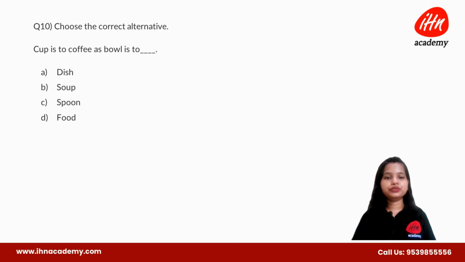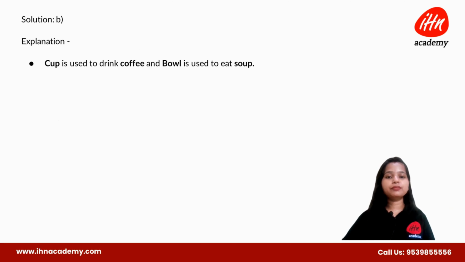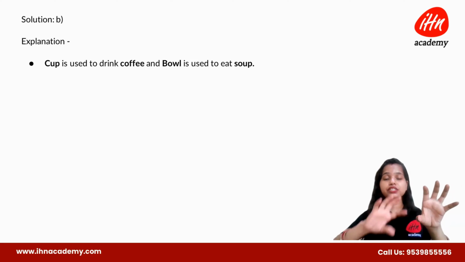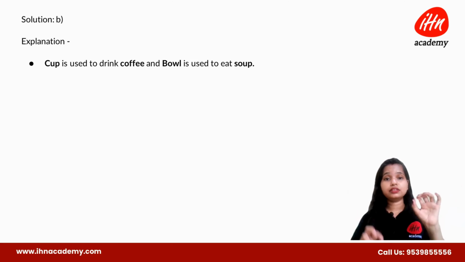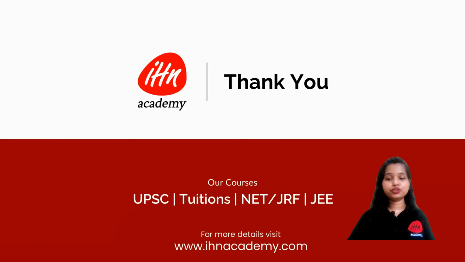Spoon is also a utensil. Then food is also not an answer. Everything can come under food. So anything can come under food, whatever you can eat in a ball, drink in a cup, everything. So it will not be your answer. So the answer is option number B. Cup is used to drink coffee and ball is used to eat soup. Okay, clear? So in this way you need to use the analogy. You need to see the similarity. The relation that exists in the first two, you need to find the same relation in the other two. Clear? Yes. So you will get some analogy questions in your exam for sure.